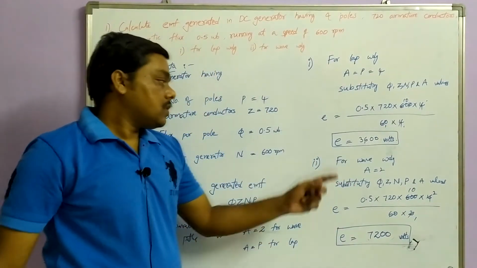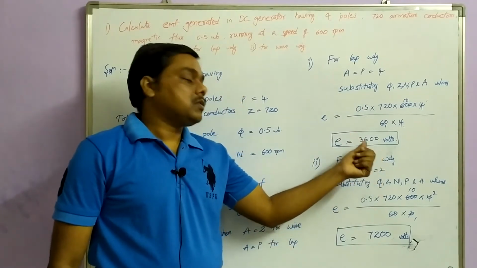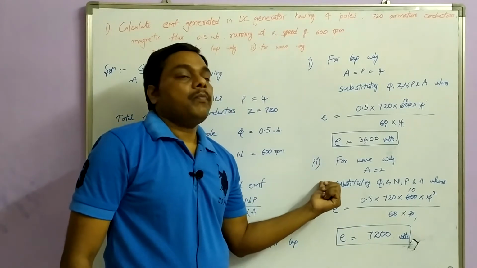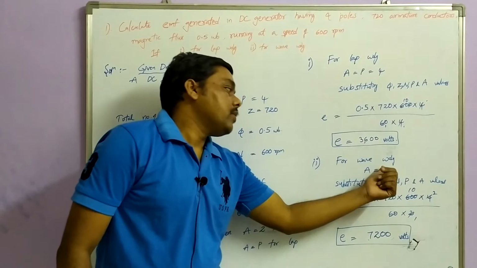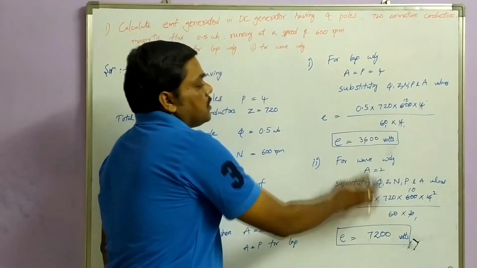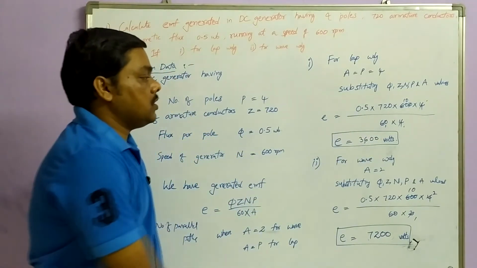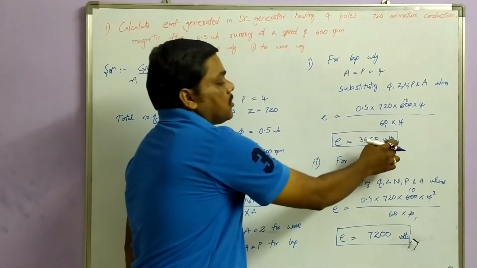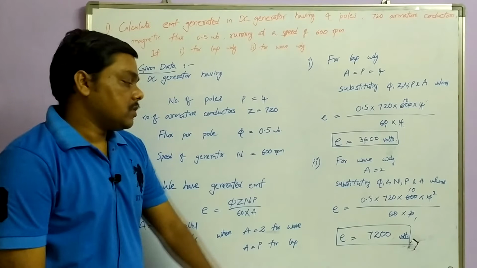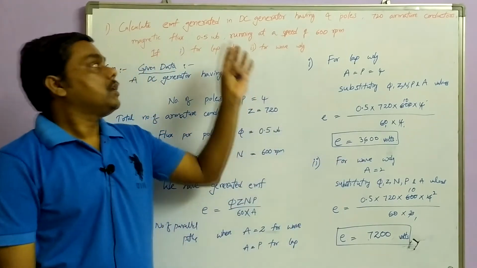Now you can observe that for lap winding you get only 3600 volts, but the EMF is higher for wave winding. So wave winding is used for high voltages, and lap winding is used for high currents. The generated EMF in lap winding is 3600 and in wave winding is 7200. So this is the solution for the given problem.